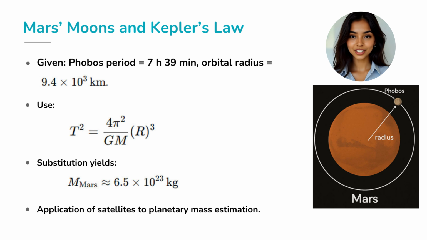Here's a powerful application. Astronomers often use satellites to calculate planetary masses. Take Mars and its moon Phobos. Phobos orbits at a radius of about 9.4 times 10 to the power 3 kilometers with a period of 7 hours and 39 minutes. Using the formula T squared equals 4 pi squared divided by GM times r cubed, we can solve for the mass of Mars. Substituting the values, the mass comes out to about 6.5 times 10 to the power 23 kilograms.